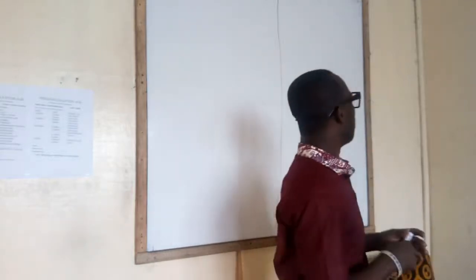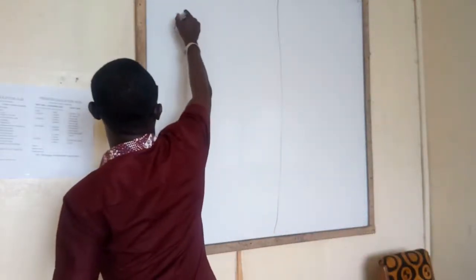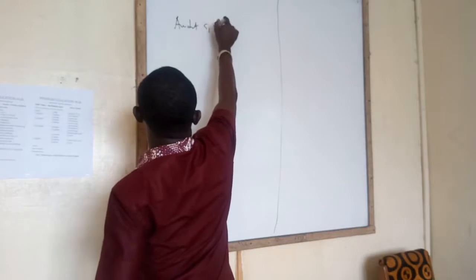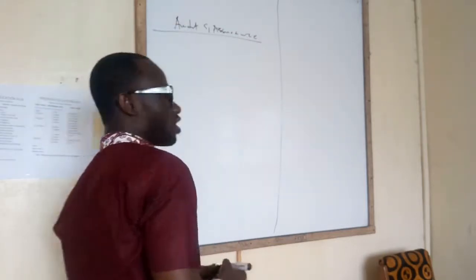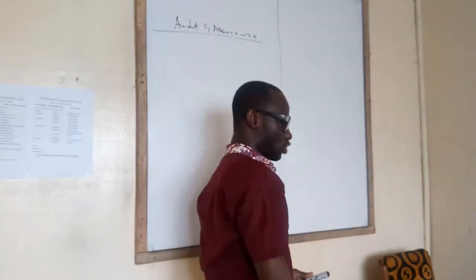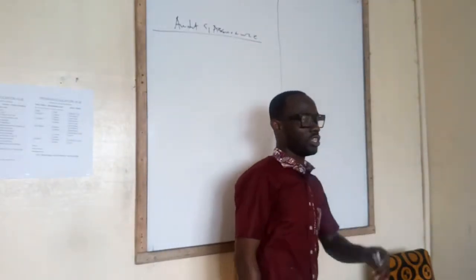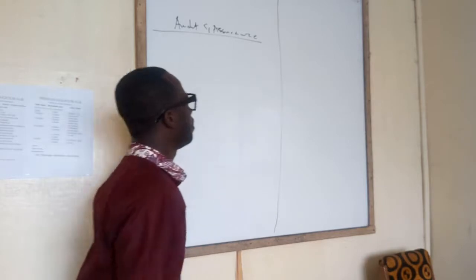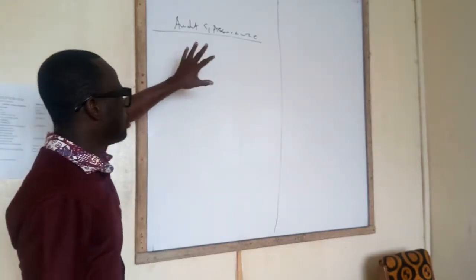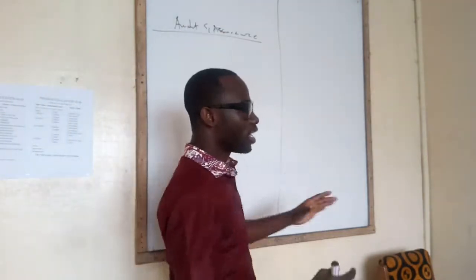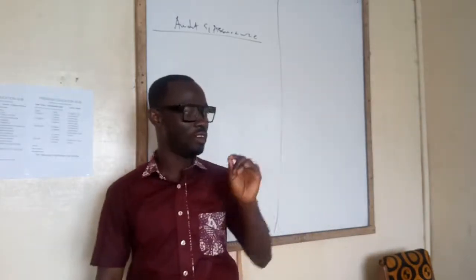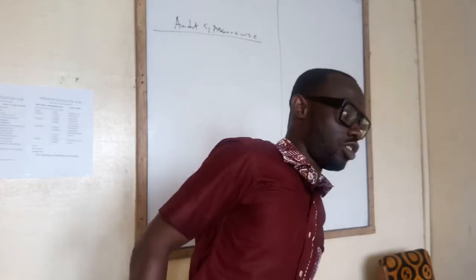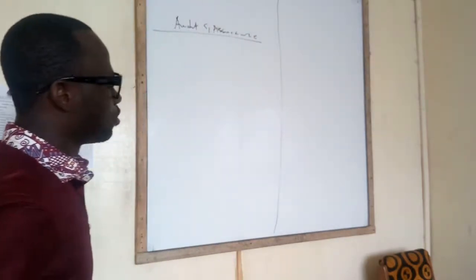So when it comes to audit and assurance, it's an introductory level paper for advanced audit and assurance in level 3, meaning that your ability to understand well what is here will make your journey much easier, very, very easier when you are in level 3 doing the advanced audit and assurance. So it's very important to understand.